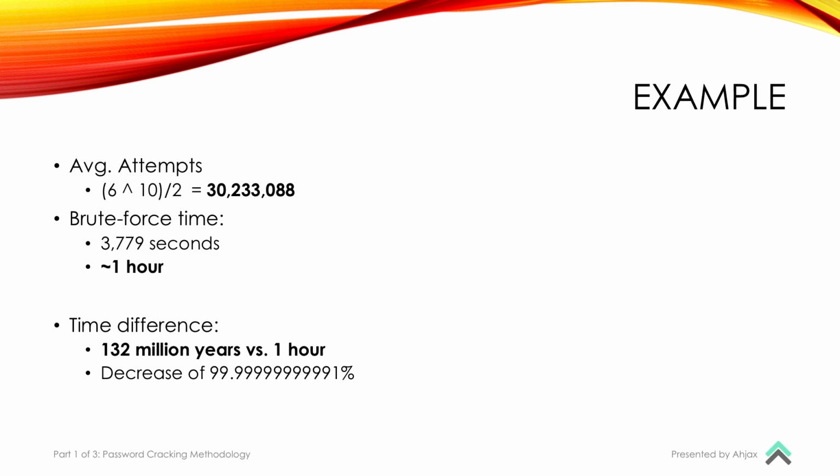But with just brute forcing, by using the methodology and researching for a couple of hours, you'd be able to decrease your time from 132 million years to 1 hour. That's a decrease by 99 point, I'm not quite sure what decimal place that is, but lots of decimal points percentage. So following the methodology can be very, very useful and save you quite a bit of time.